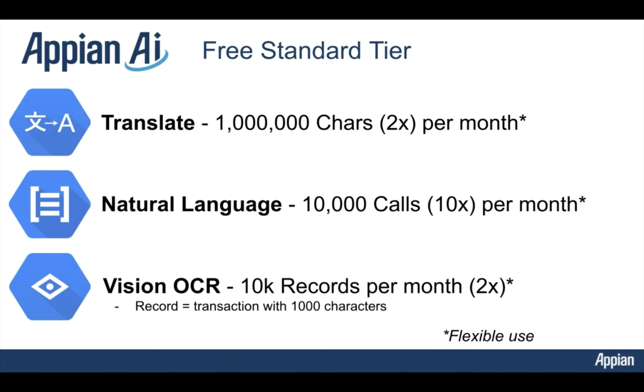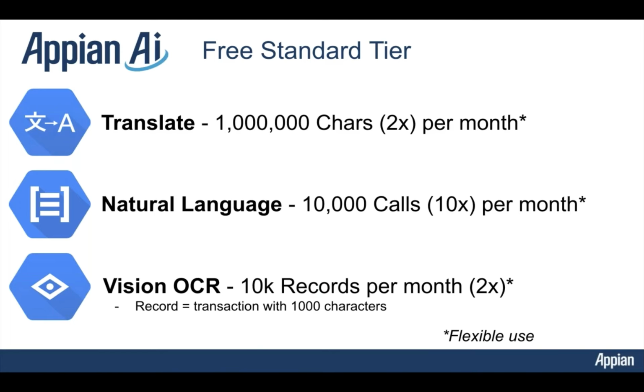In addition, we're also going to give you Google Natural Language Processing. This is going to be 10,000 calls per month. Google Natural Language Processing does a wide variety of entity analysis of text strings and sentiment analysis, great features to add to customer communications. Again, 10,000 calls per month, which is 10 times what you get from Google in their free tier as well.